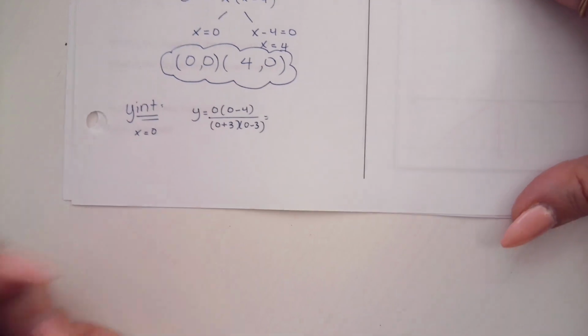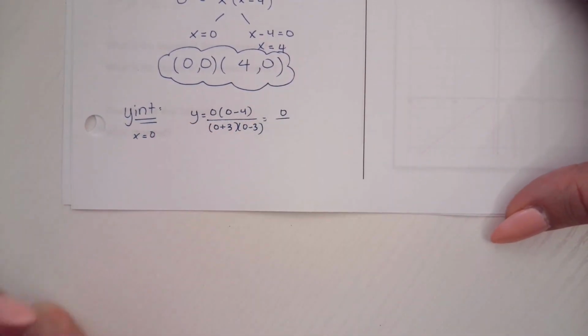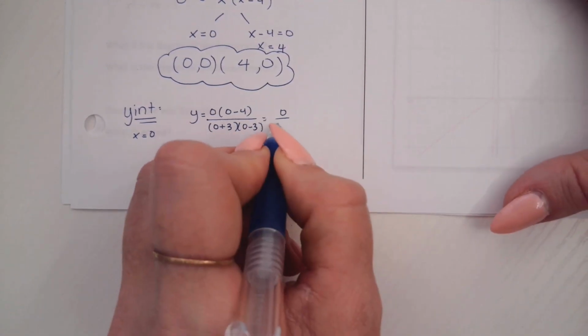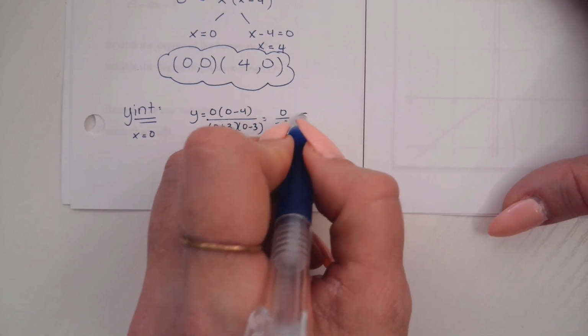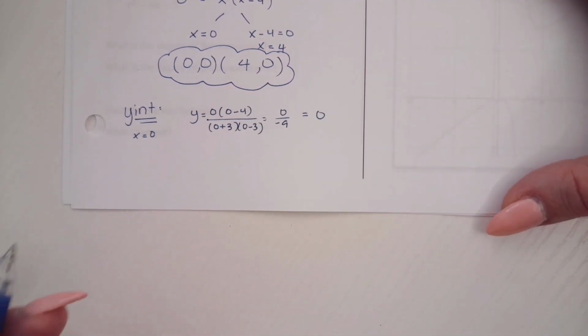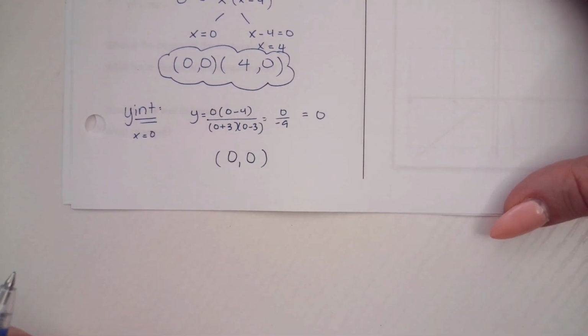What is the numerator simplified to? 0. What is the denominator simplified to? Negative 9. And what is 0 divided by negative 9? 0. So what should be the y-intercept? (0, 0). How should we have already known that?